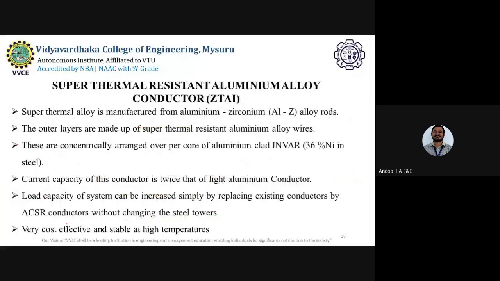Next we have super thermal resistant aluminum alloy conductor, ZTAL. We had TAL. What was TAL? Thermal resistant aluminum alloy conductors. So ZTAL is nothing but a super thermal alloy manufactured from aluminum zirconium alloys. The aluminum zirconium alloy rods are present there. The outer layers are made up of super thermal resistant aluminum alloy wires. What you see is more or less the construction.